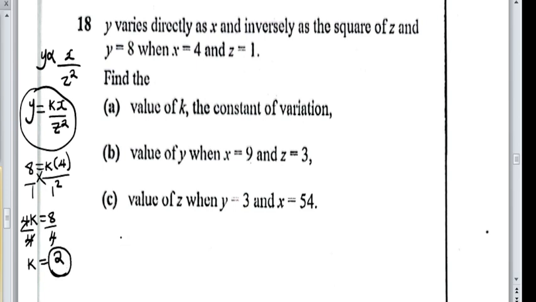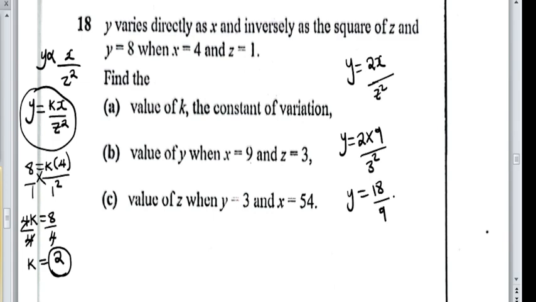That's the answer. Once we found the value of k, we can write the equation like this: y is equal to 2x over z squared. Now we have written the value of k since it's a constant. To find for b the value of y when x is 9 and z is 3, we say y is equal to 2 times 9 over 3 squared. So 2 times 9 is 18, 3 squared is 9, and 9 into 18 is 2. So the value of y is 2.